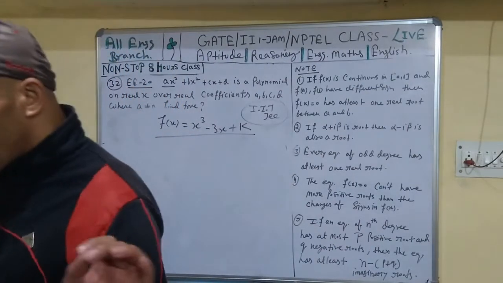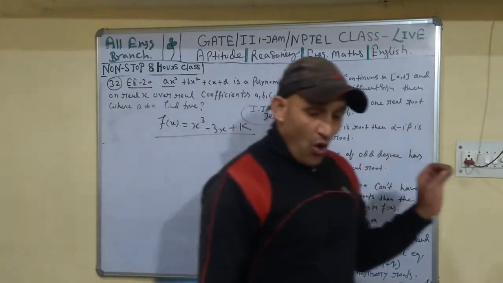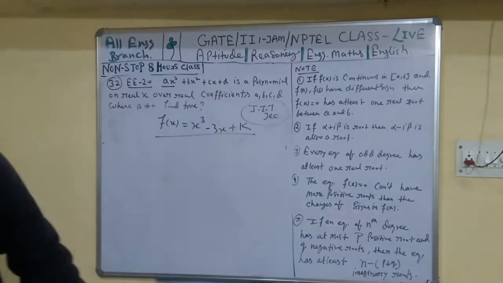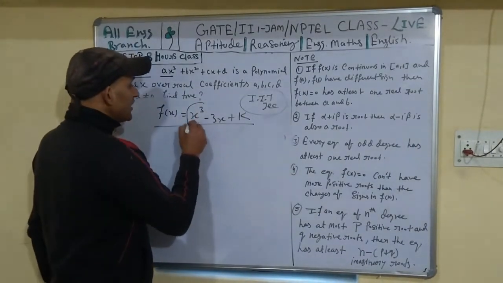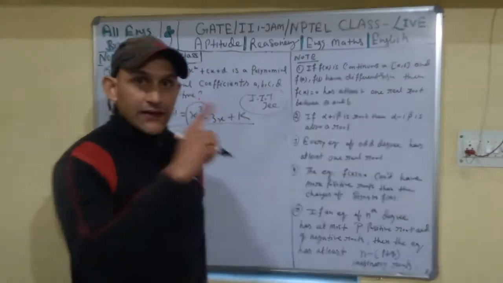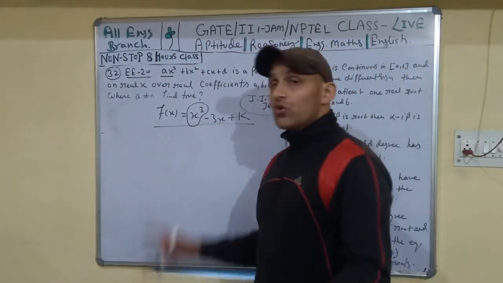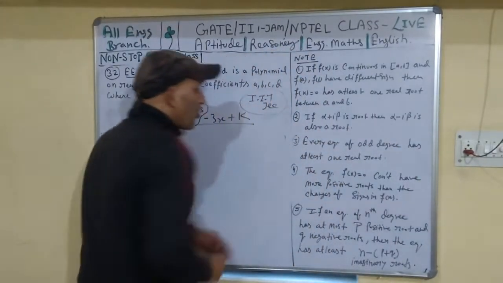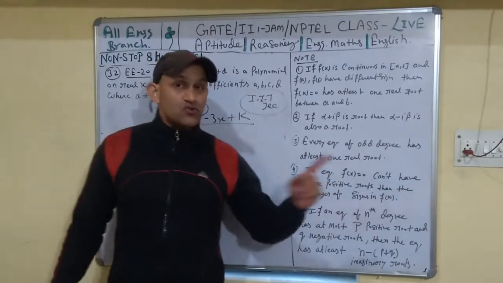Find the range of values of k for which all the roots of the following equation are real. So we have to find the total number of roots. You know that the degree of this polynomial is 3. It means that there are a total of 3 roots. One root will be real, that is 100% guaranteed, because every equation of odd degree has at least one real root.